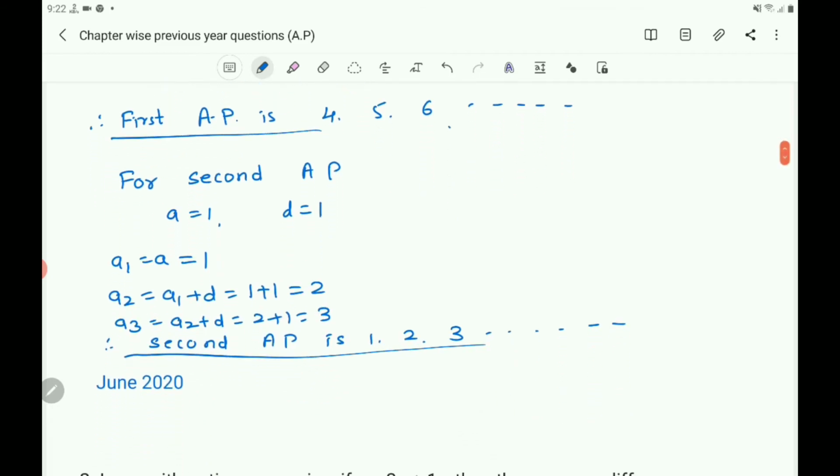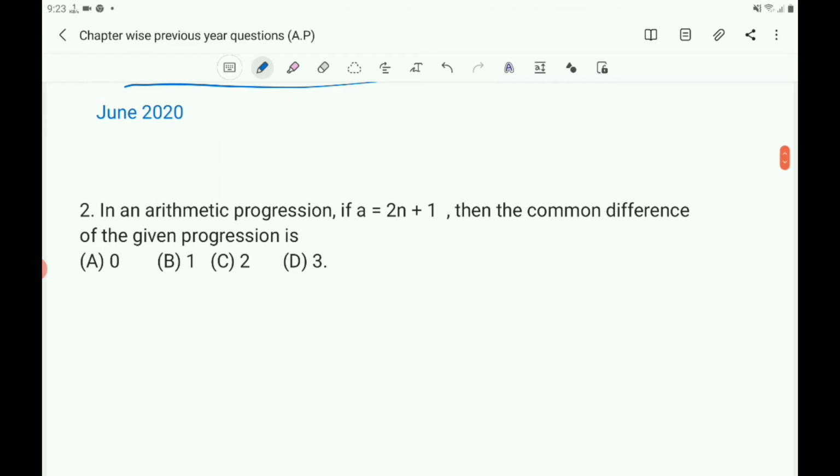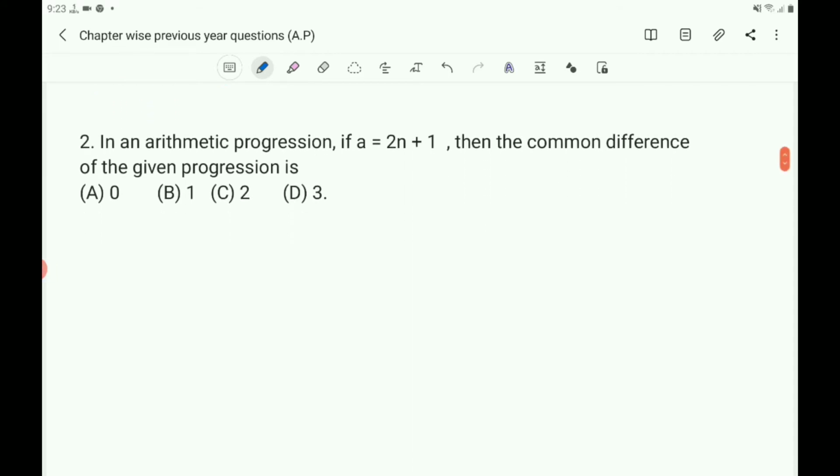Now let us come to the question paper of June 2020. Here it is a question paper of March, April 2020. Because of Corona, this exam was conducted in June 2020. Now let us take the questions. Here the second question is from AP. In an arithmetic progression, if an equals 2n plus 1, then the common difference of the given progression is.